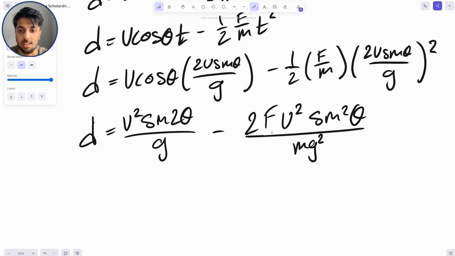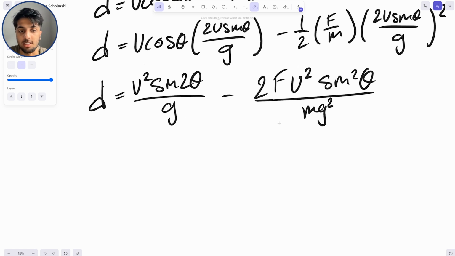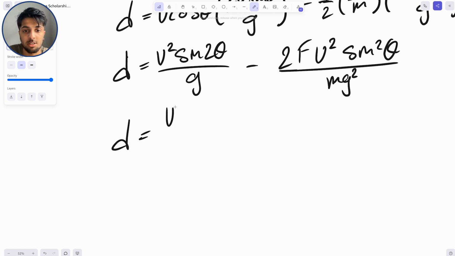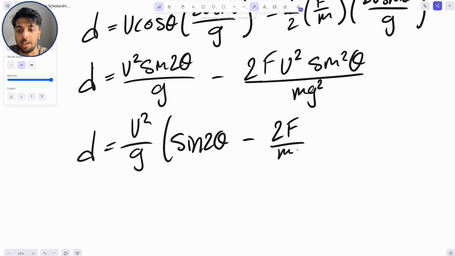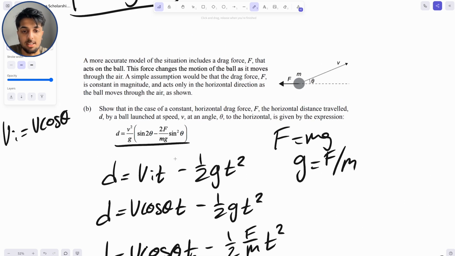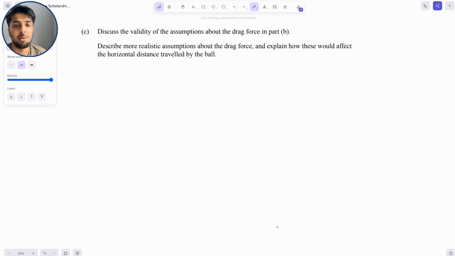And so we can simplify this by taking like terms. We have v squared over g on both expressions, so we can take that out as a like term. So we have v squared over g, and that's equal to sine 2 theta minus 2F over mg sine squared theta. And that is the equation that we have above. There we go. Okay, part C now.